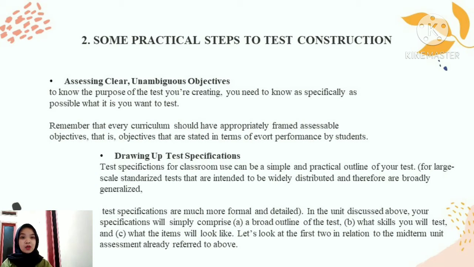Okay. We are going to get into the second material. It's about some practical steps to test construction. Jadi di sini adalah beberapa hal yang perlu diperhatikan untuk membuat suatu tes, untuk merancang sebuah tes. Yang pertama adalah assessing clear and unambiguous objectives. So, to know the purpose of the test you are creating, you need to know as specifically as possible what it is you want to test.